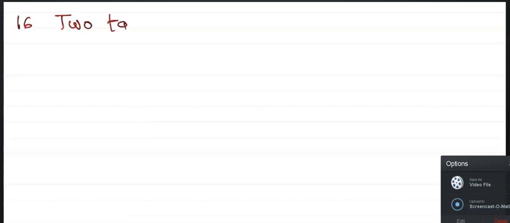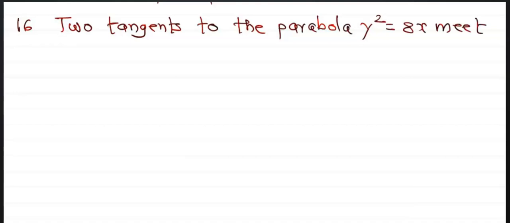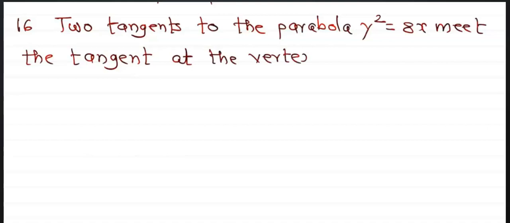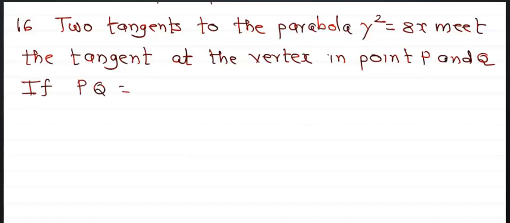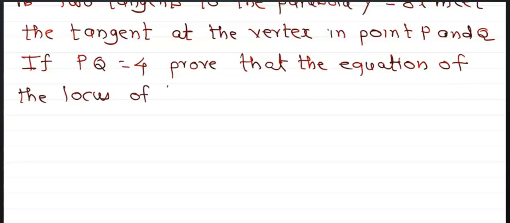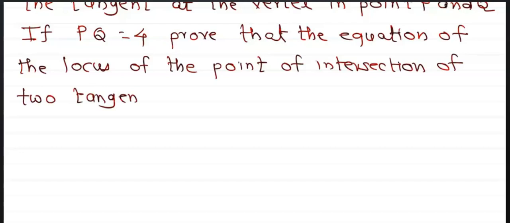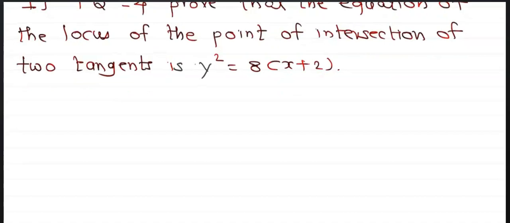Now problem number 16. Two tangents to the parabola y square is equal to 8x meet the tangent at the vertex in points P and Q. If PQ is equal to 4, then prove that the equation of the locus of the point P of intersection of two tangents is y square is equal to 8 in bracket x plus 2.